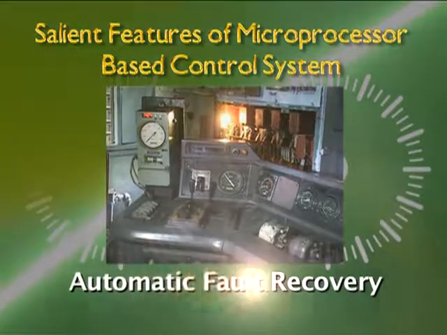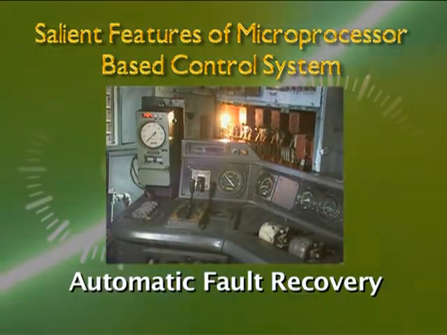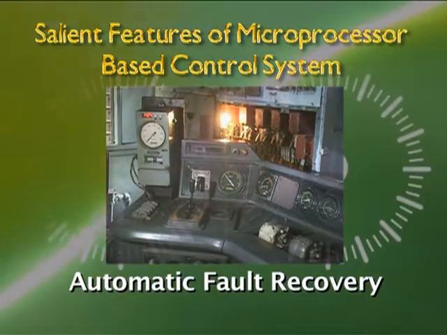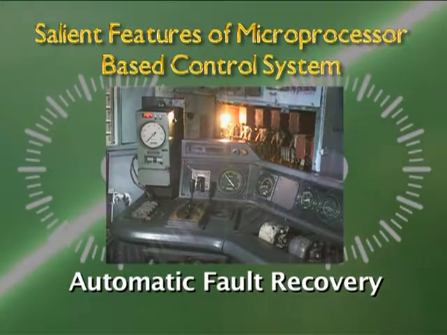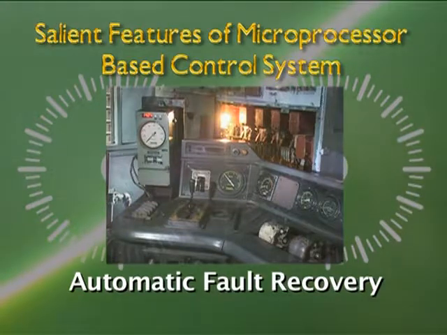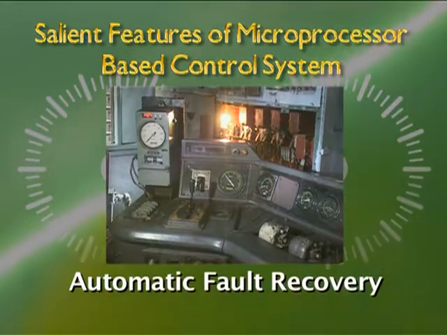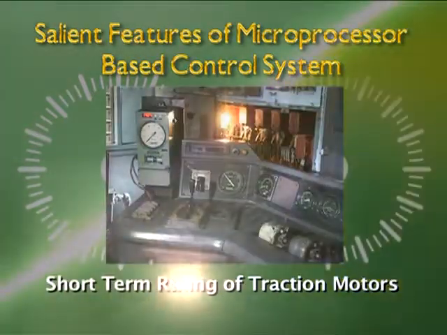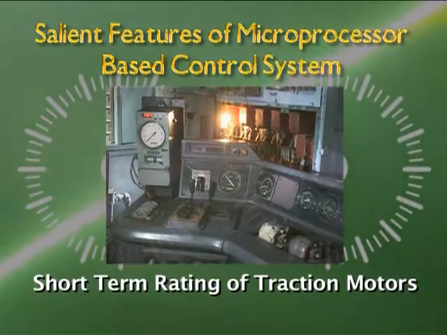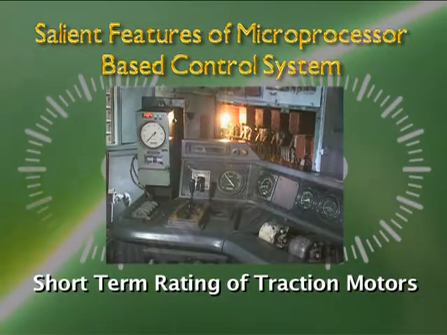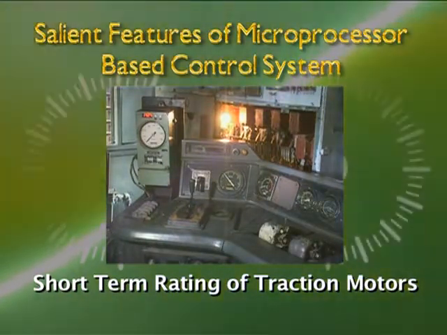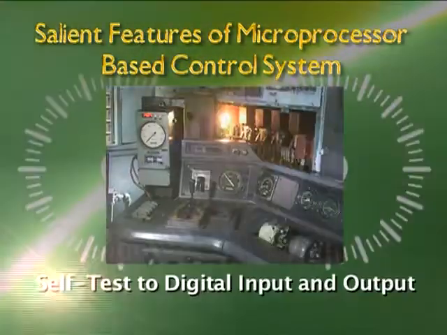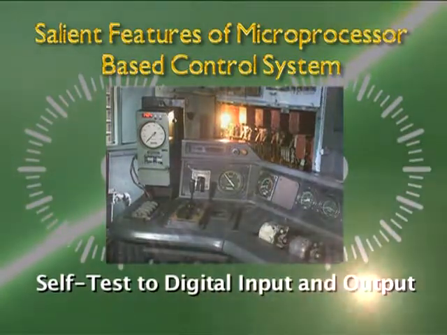Automatic fault recovery. For most of the faults, the recovery conditions are identified, and whenever the fault ceases to exist, the fault recovery is recognized and displayed to the driver on the display unit, and the event is registered in the error log. Short-term rating of traction motors. The equipment automatically takes care of short-term traction motor current ratings and does not depend upon the driver for protection of the equipment. Self-test of digital inputs and outputs.